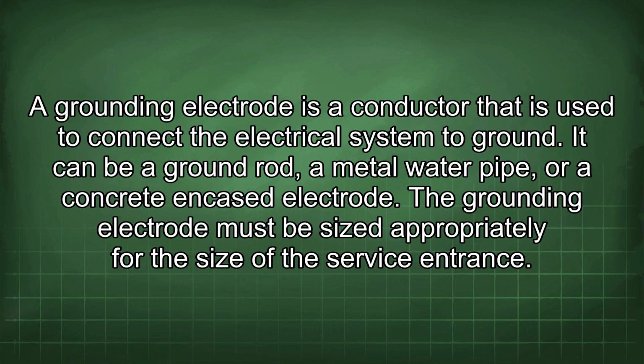A grounding electrode is a conductor that is used to connect the electrical system to ground. It can be a ground rod, a metal water pipe, or a concrete encased electrode. The grounding electrode must be sized appropriately for the size of the service entrance.